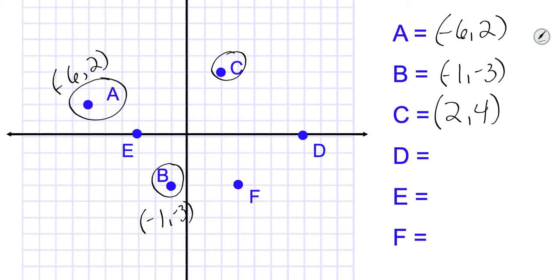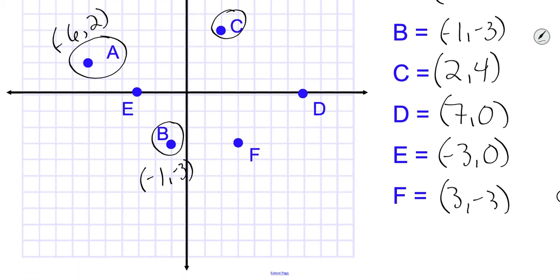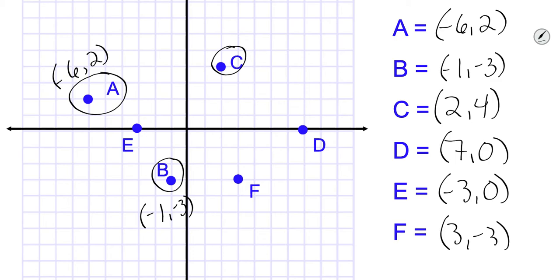So for D, next I'm going 1, 2, 3, 4, 5, 6, 7 right. Not going up and down at all. This is kind of an interesting one because it's on the axis. So that would be 7, 0. I went right 7 and I did not go up or down at all. E is very similar to that. I'm going left 1, 2, 3. So that's negative 3, 0. And then F, going right 3, down 3. So that would be 3, negative 3 for my coordinate. So hopefully you remember how to do those. You're just looking left and right and up and down, and make sure you have the correct order.